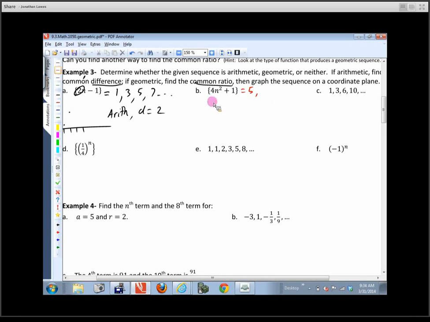No. Remember, the exponent only applies to what it's over. If we wanted it to apply to the 4, we'd have to put it in parentheses. What's that? No, because if you plug in a 2, okay, so plug in a 2, we're going to end up with, let's see, that's 17.